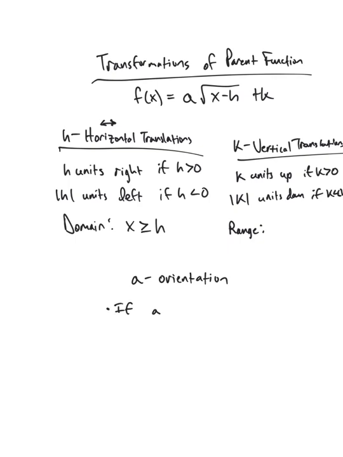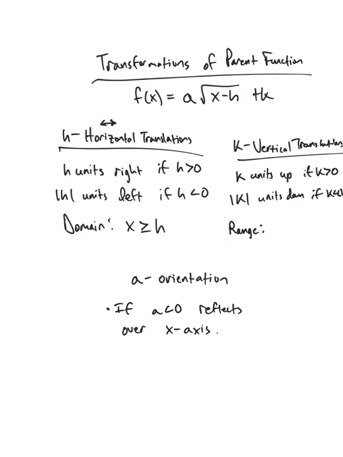If a is negative, if a is less than 0, that reflects over the x-axis. Okay? So, let me go back to the parent. We have an a number that is negative. It's going to flip it down. Okay? Well, how does that impact range?